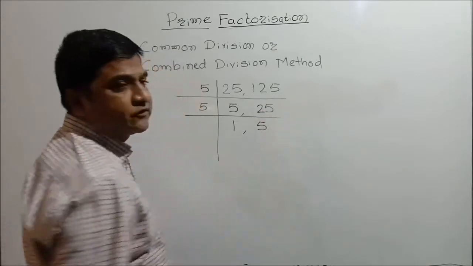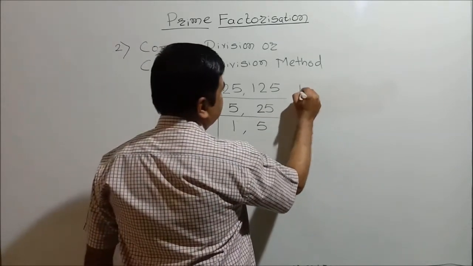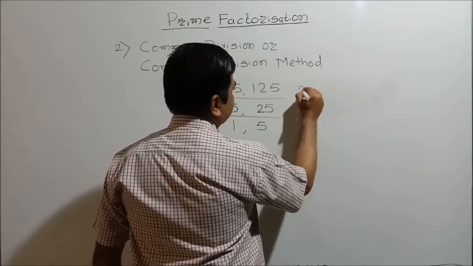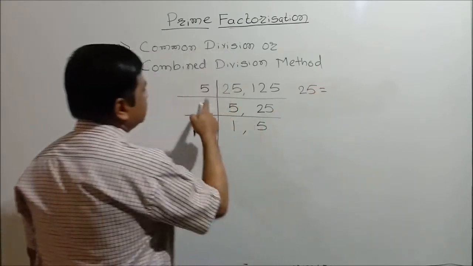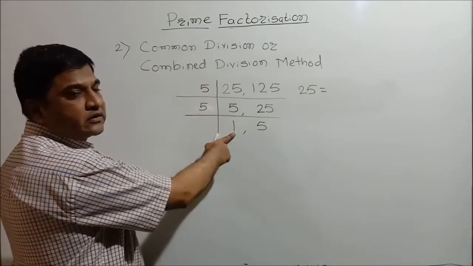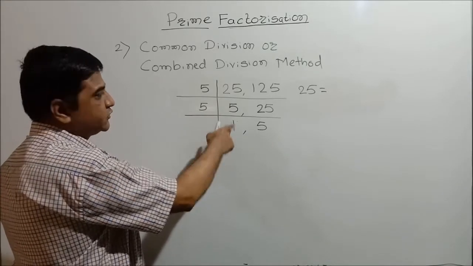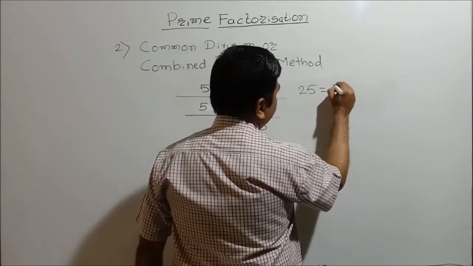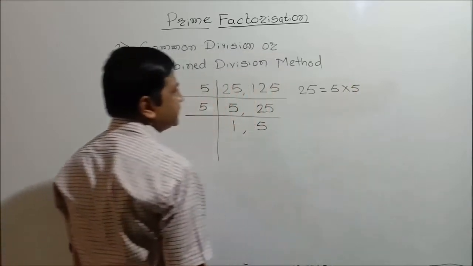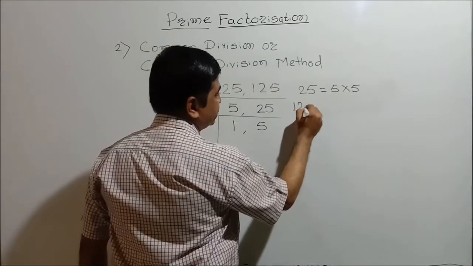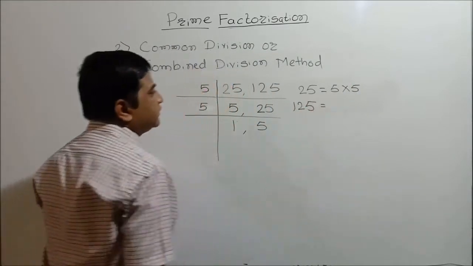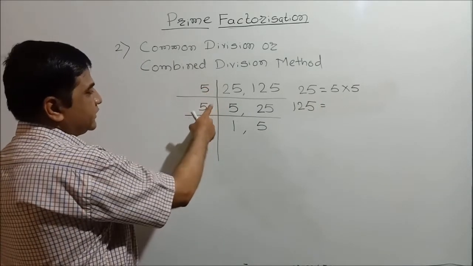Now we'll list down the factors of 25 and 125. What are the factors of 25? The factors of 25, we got 5 and 5 because we got the quotient as 1 for 25. So 5 multiplied by 5 are the prime factors of 25. And what are the factors of 125 then? Well, we'll go for 5 multiplied by 5.